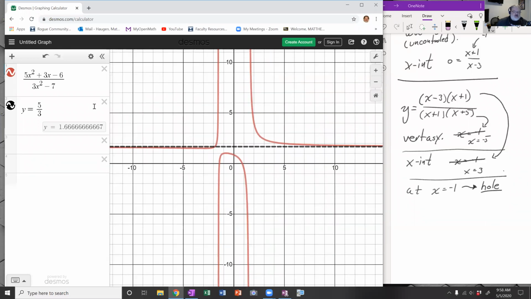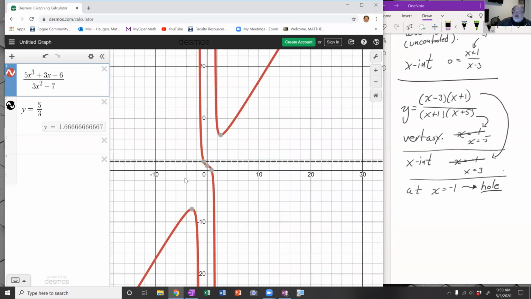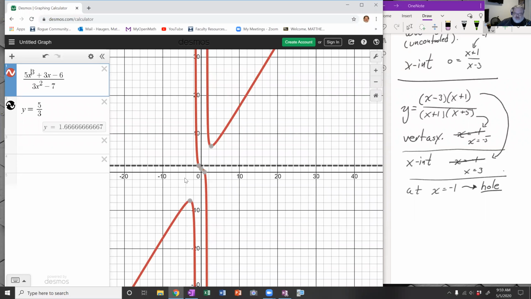So play with it. Throw in different values, throw in different functions. What happens if we make that a 3rd degree? We lost any sense of leveling off. 23 is not what I meant. I meant 3. There we go. More controlled. But notice, again, no leveling off occurring. As it goes off in end behavior, it just shoots in both directions.